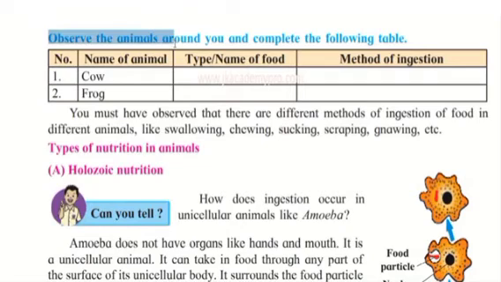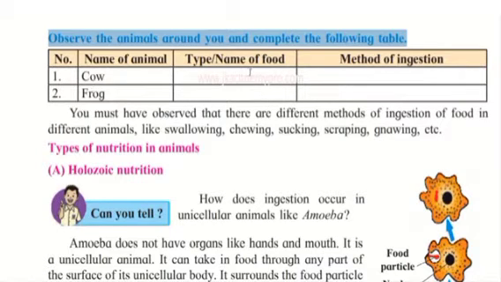Here's an activity for you to do. Observe the animals around you and complete the following table. In this table, they have given two animals, that is cow and frog. So let's understand about it. We have all seen the cow, we have all seen the frog, and we know what food they eat and what the method of ingestion is.